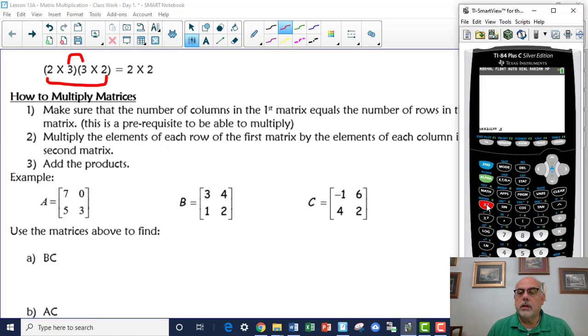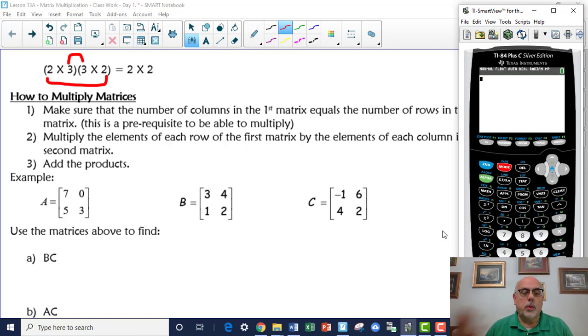And we can go second matrix. Again, move over to edit, move down to C, hit enter. And C is a 2 by 2 as well. -1, 6, 4, and 2. So we've now entered all three matrices.